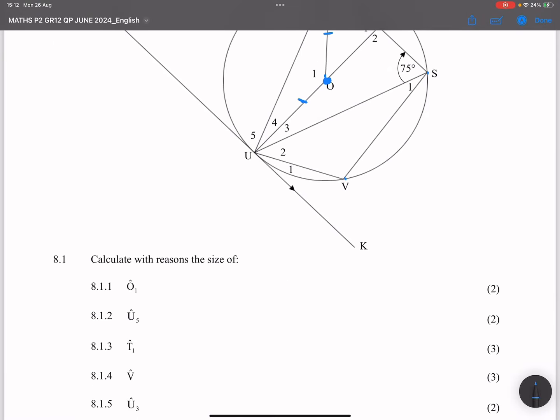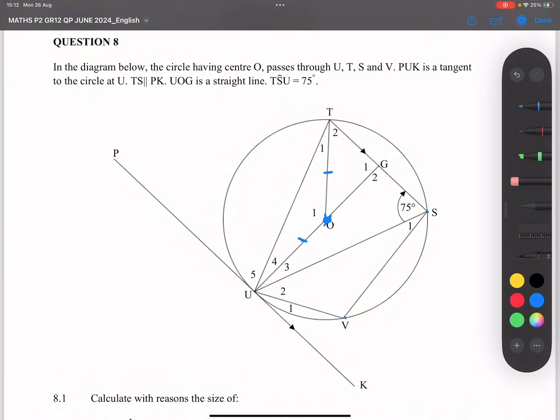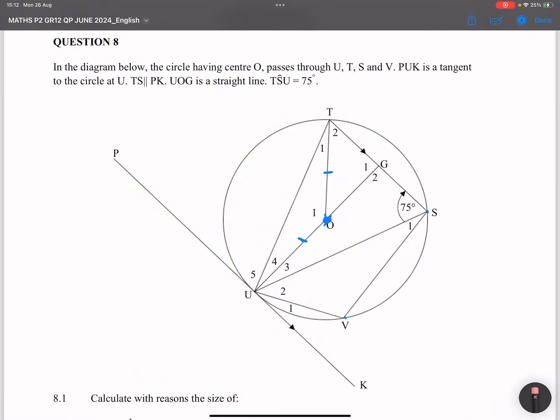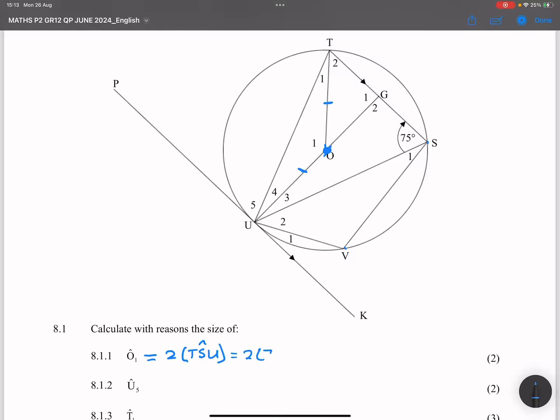They say, calculate with reason the size of O1. So if you notice there, O1 would be equal to 2 times angle TSU. That's angle at center equals 2 times angle at circumference. So angle O1 is equal to 2 times angle TSU, which is 2 times 75, and that's 150. And why is that? Angle at center equals 2 times angle at circumference.